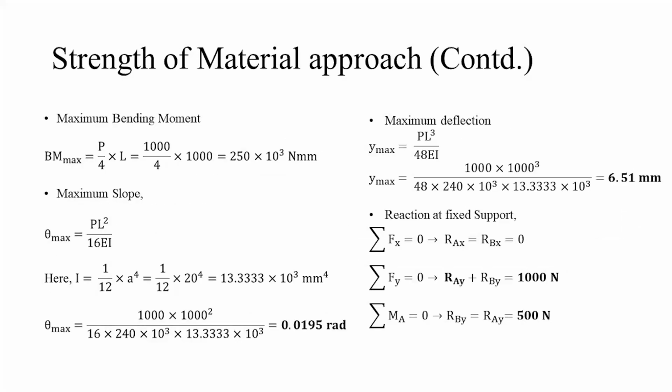Analytical method to solve the problem is as follows. We derive using the double integration method, and using the boundary conditions, we find the function of slope and deflection. From the function, we can find the maximum values of slope and deflection, which are shown on the slide. Using the equilibrium condition, we find the reaction forces.